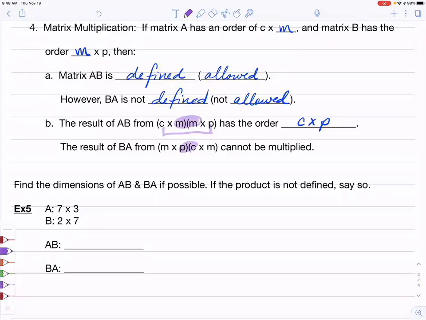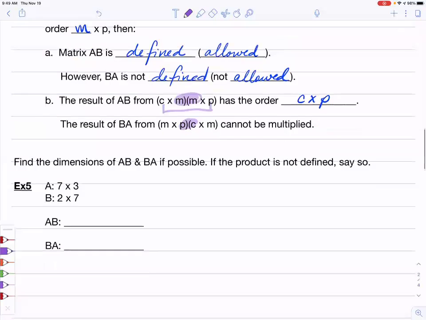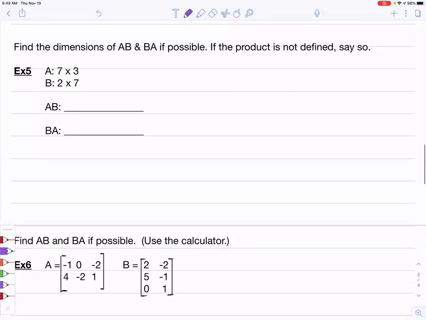All right, so when we look at number 5 here, I don't even know what the matrices are. So all I'm doing for number 5 is just figuring out, is it even possible? Okay, can we multiply these together? So A order is a 7 by 3. B order is a 2 by 7. So possible or not possible? Not possible. So we would say that this one is not defined.